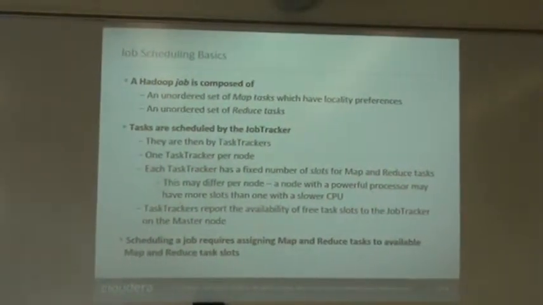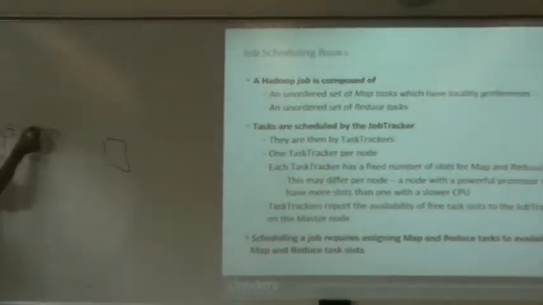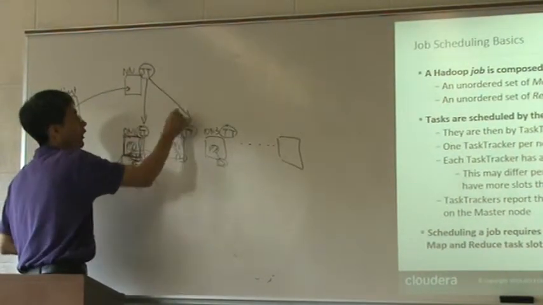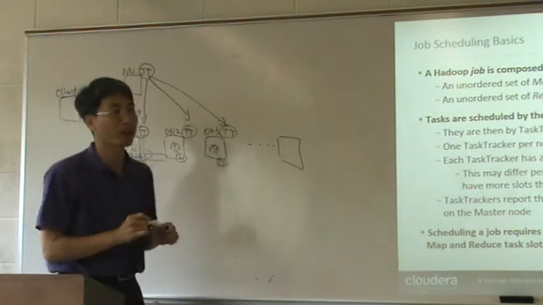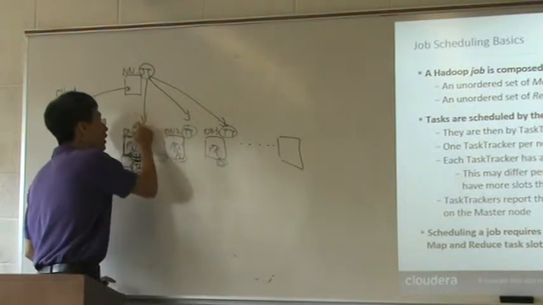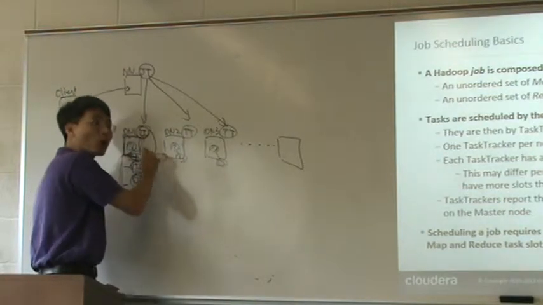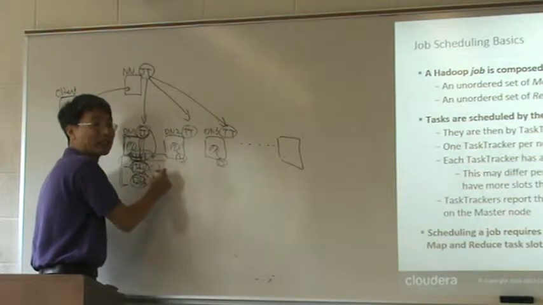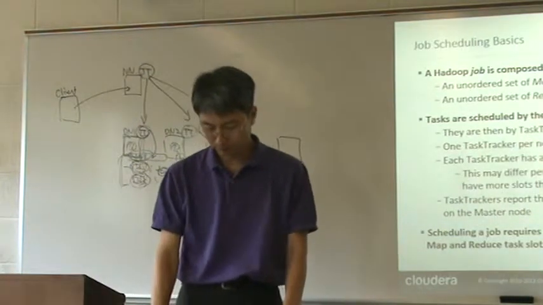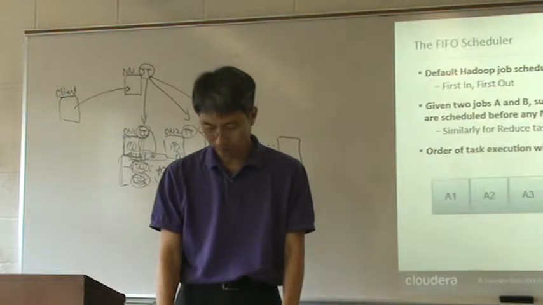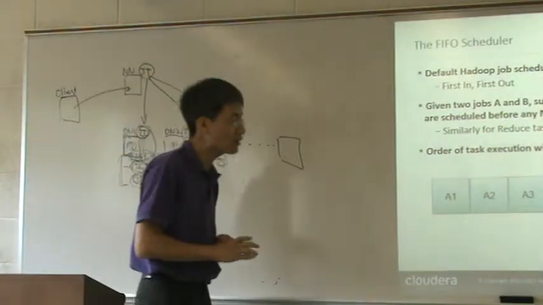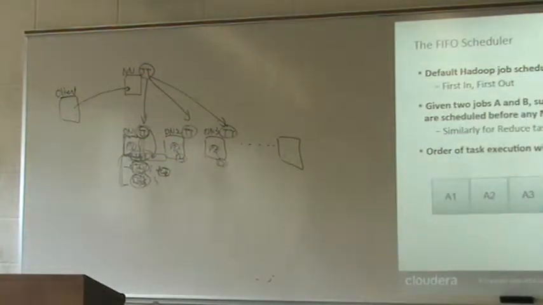First, the task tracker will be controlled and scheduled by what? The job tracker. The job tracker is coordinating all the task trackers, and the task tracker will perform the mapper or reduce task. Okay, it's a task. So we will see first FIFO, first in, first out. It's the simplest algorithm and works very well.